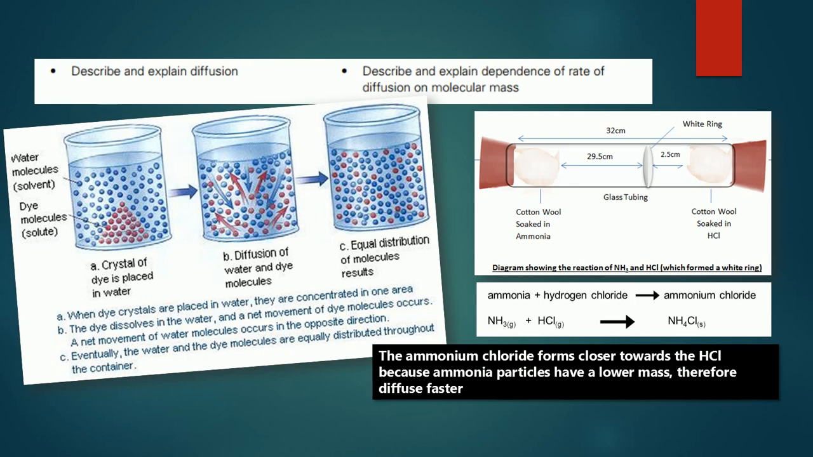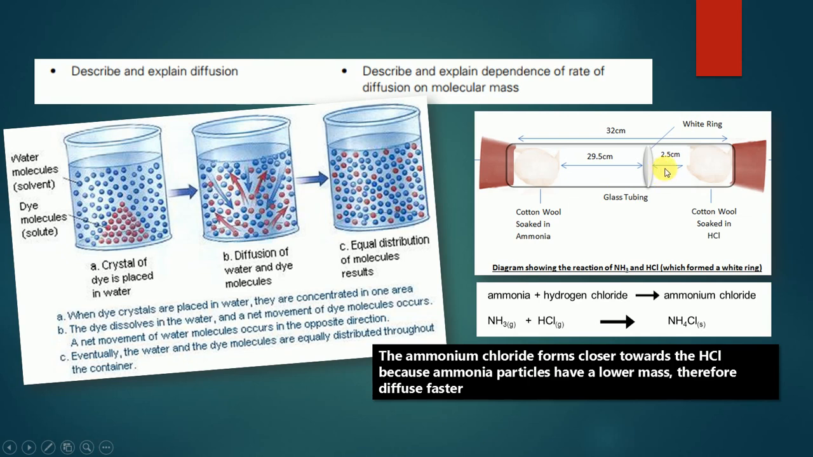After a few minutes, what can we observe? We observe a white ring nearer one end of the tube, as you can see here. Why is it nearer to this end? The reason is that the molecules of ammonia and hydrogen chloride have diffused. When the molecules of ammonia and hydrogen chloride collide with each other, they react and form a white solid, which is ammonium chloride, as we can see here.